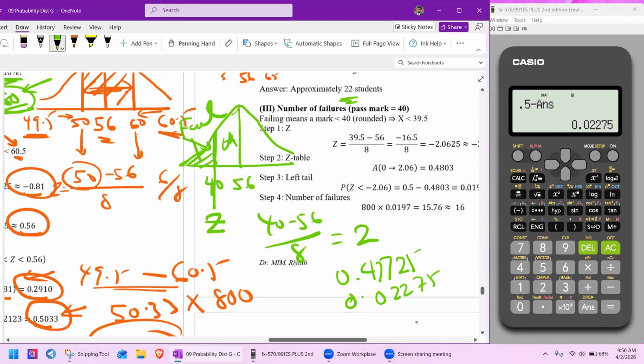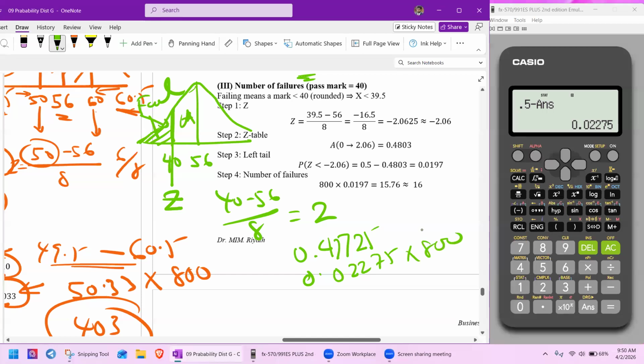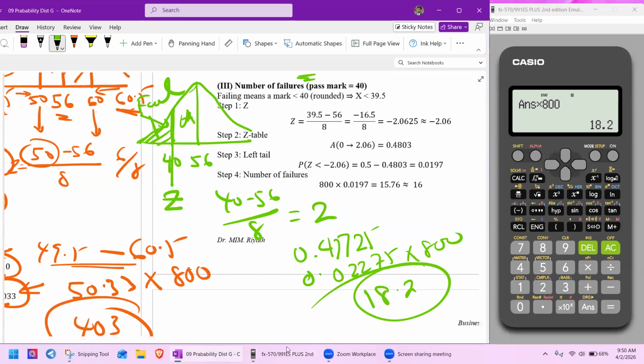0.2275. We know that there are 800 students, and maybe 18.2 students may fail in the exam, right? I made a small mistake. 40, no, it has to be rounded to 39. It should be rounded to 39.